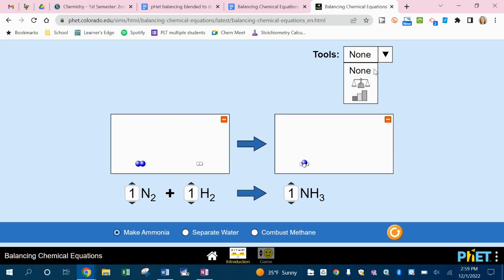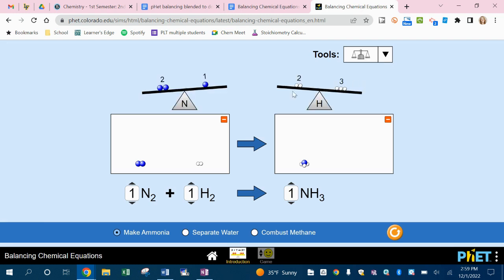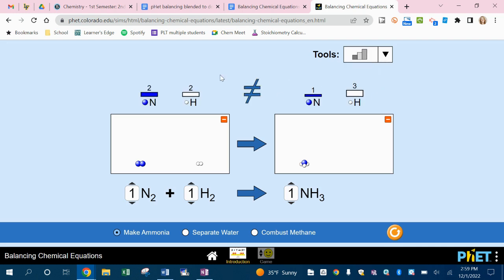Some other tools at the top are this balance. It can show you here that right now in your reactant side, you have two nitrogens, and over here you have one nitrogen, so it's not balanced. And you can see the hydrogens aren't balanced either. This is my favorite tool, as opposed to this one, which is the bar chart, which just keeps a tally for you. Here are the reactants, here are the products, and it's showing you it's not equal.